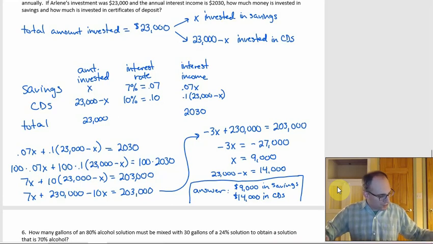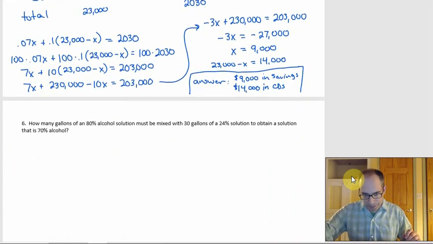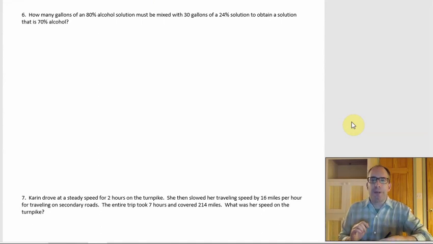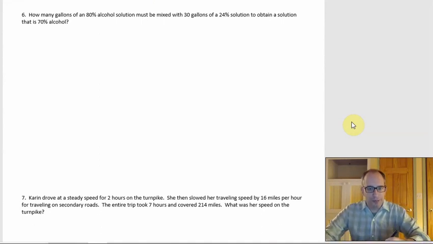But number 6 is another mixture. So how many gallons of an 80% alcohol solution must be mixed with 30 gallons of a 24% solution to obtain a solution that's 70% alcohol? Okay. Well, let's see. The traits that we have are the percentage of alcohol in the solution and how much of it there is, right? Because this one, we know there's 30 gallons. This one, we're trying to figure out, so I guess it has X gallons for now. So, all right, let's see.